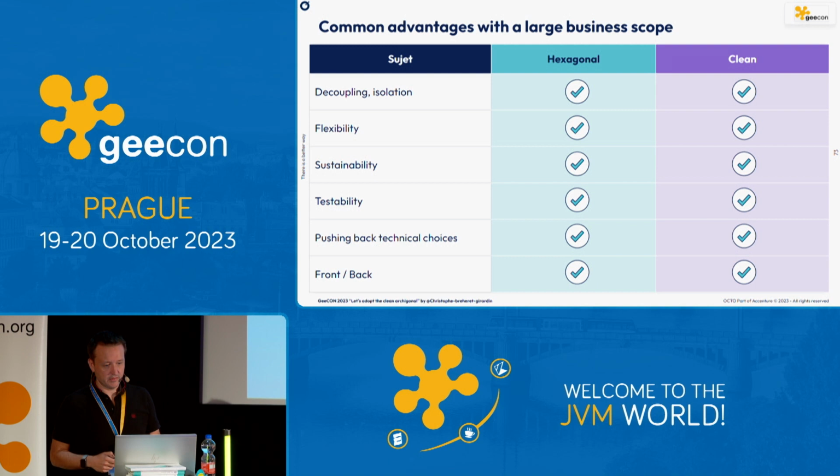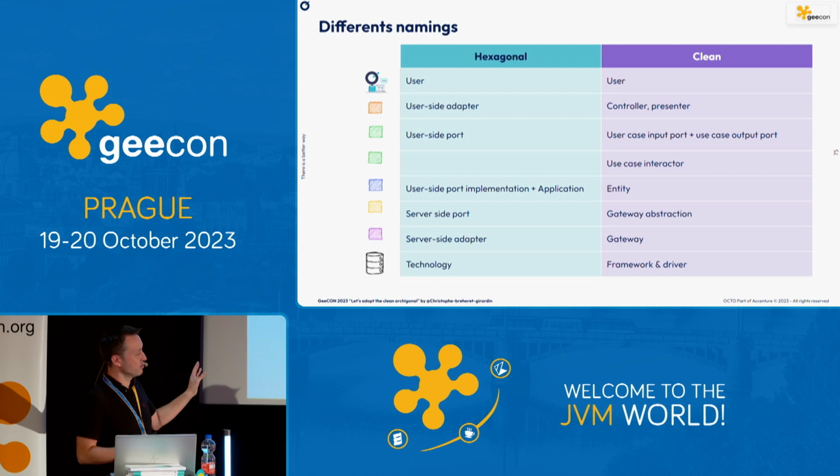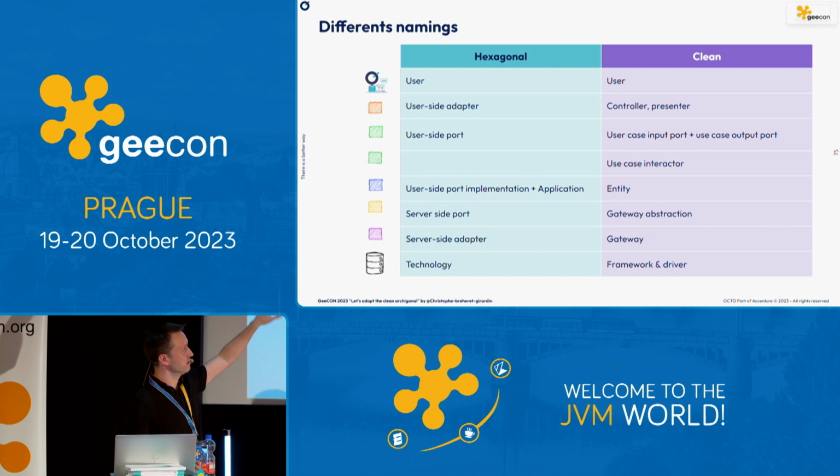The main difference is the level of guidance. In the hexagonal, I don't care. So, no guide, except the interface. In the clean, you have more guide. You have the screaming architecture, the presenter, the entity. You have to put behavior inside, etc., etc. So that's the main difference. The naming is different, but that's not a problem. You can call it whatever you want. You can change the naming. That's fine.